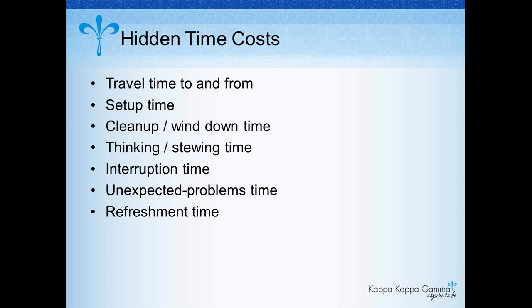Is it a project that needs what's called stewing time or thinking time, where you have to ponder it before you can move on to the next step? Do you know you're going to have interruptions? You probably will. So build in some time so that one or two interruptions won't throw off your entire schedule. Unexpected problems time, when in doubt, factor in like 15 to 20%, because of Murphy's Law, whatever can go wrong will go wrong. And then some time for yourself: refreshment times, going to the bathroom, stretching, getting a drink or a snack. Those are all hidden time costs that when we're estimating the to-dos, a lot of times we forget to factor in.